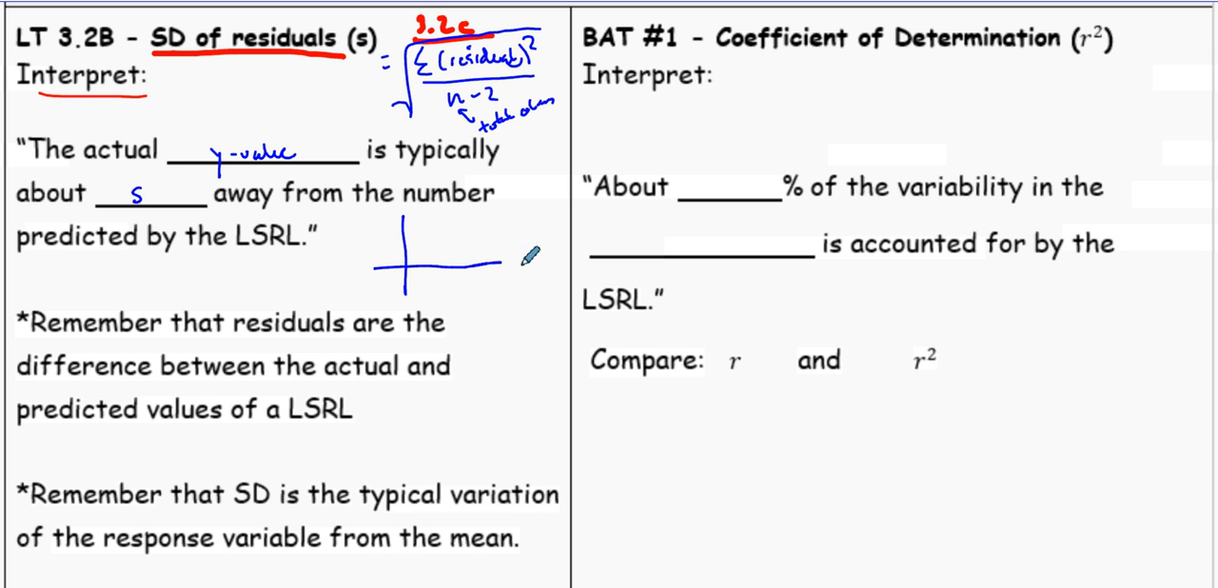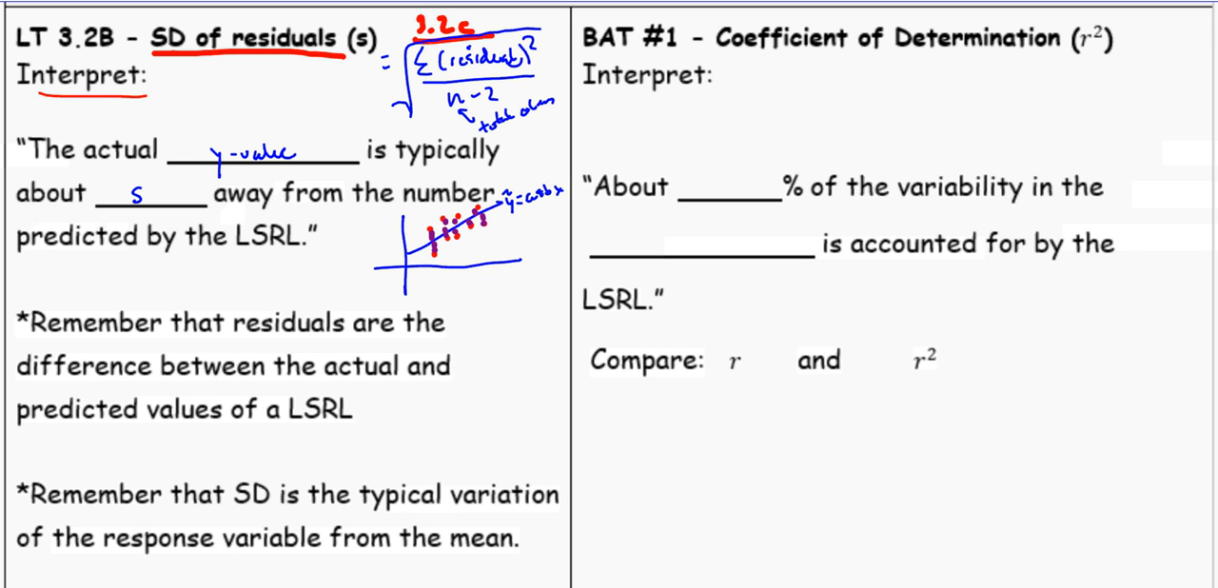Now, instead of being a mean, our mean is essentially the least squares regression line. There's our least squares regression line, a plus bx, and then we have a bunch of points on here, which are our actual value points. The S value is the average of how much the actual values typically vary from the values predicted by the LSRL. So that's why we say the actual values are typically about S away from the predicted values of the LSRL.